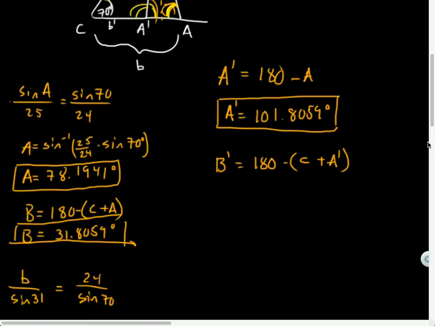So I get angle B prime, wow, this is a small angle, 8.1941 degrees.